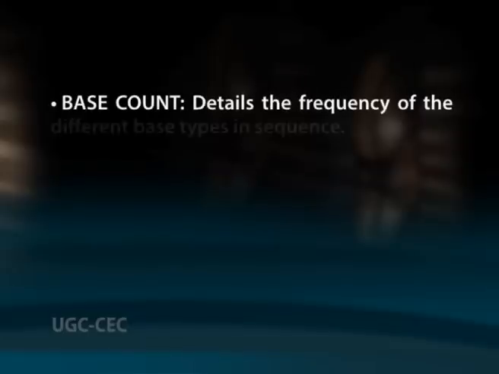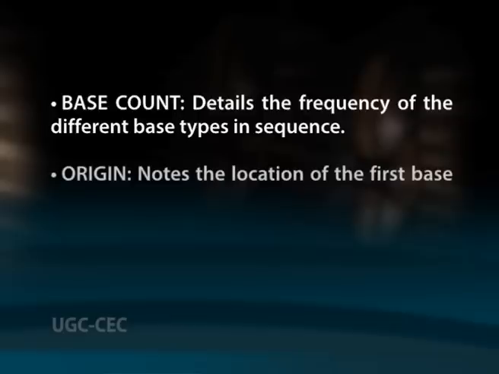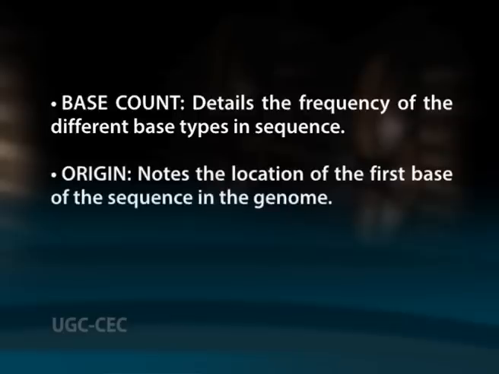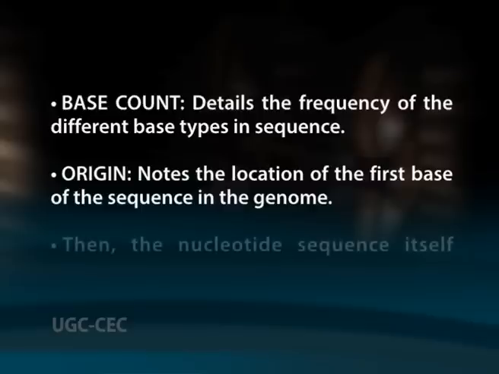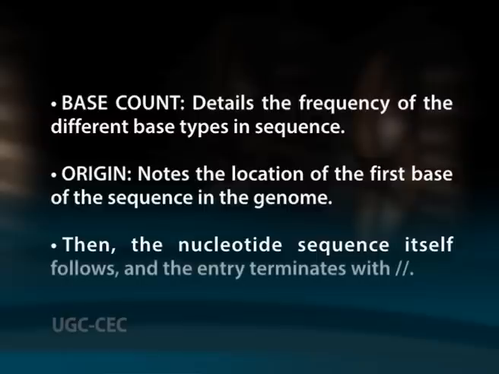Database cross-references made through the /db_xref qualifier and to its sequence translation in GenBank's peptide database, for example, GI 190470. Base count details the frequency of the different base types in the sequence. Origin, this notes the location of the first base of the sequence in the genome. Then the nucleotide sequence itself follows and the entry terminates with //.